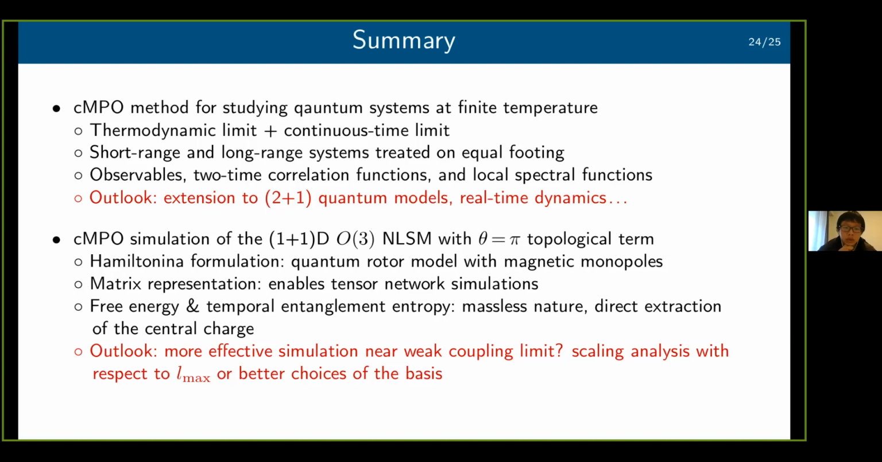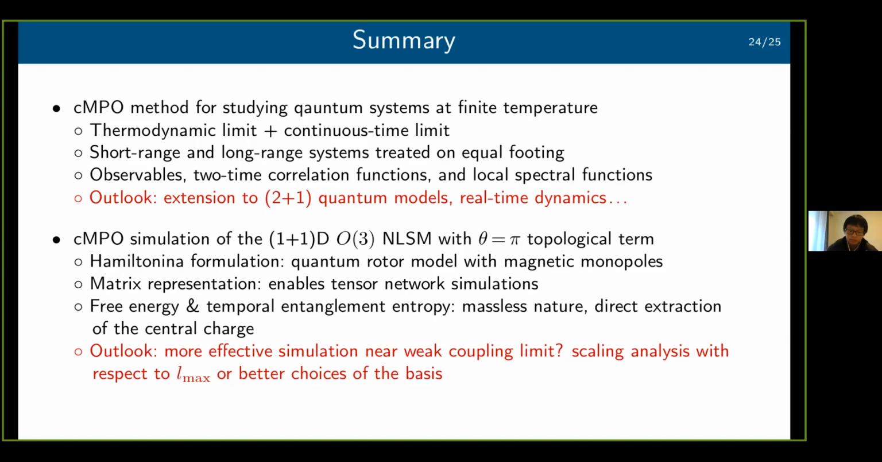So as an outlook for the CMPO method, we plan to extend it to 2+1 dimensional quantum models. So basically, we can use this method for truly two-dimensional systems, which are infinite in both directions. And we can also think of its extension to the real-time dynamics.